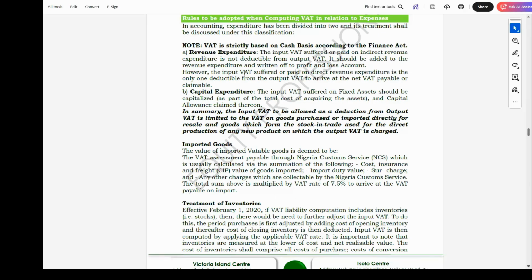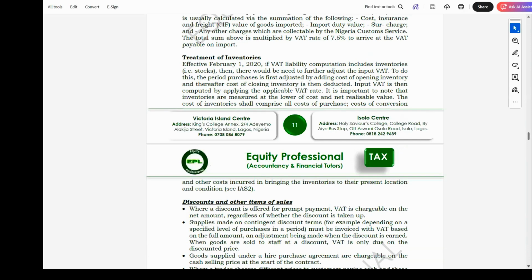Then you may also be given a situation whereby you have inventory. Inventory is stock, when you have opening and closing inventory. When you are given inventory as part of the question, your direct purchases must be adjusted with the level of inventory. How do you adjust it? You add the opening inventory and less the closing inventory. Why are we adding the opening inventory? It is assumed that the opening inventory will be part of the items you are going to sell in that period, part of your sales.